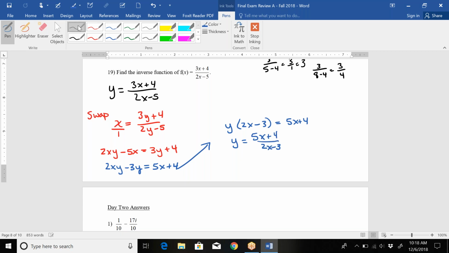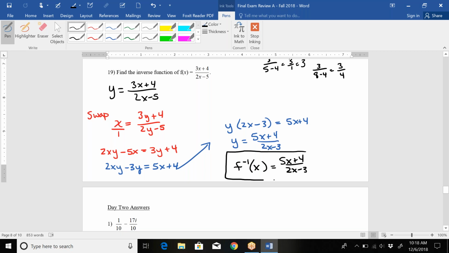Now, your final answer that you put in your box needs to have the function notation. So when you found your inverse function, we say it's f to the negative 1. It's not really an exponent, but it's f negative 1 of x, so f inverse of x, equals 5x plus 4 over 2x minus 3.